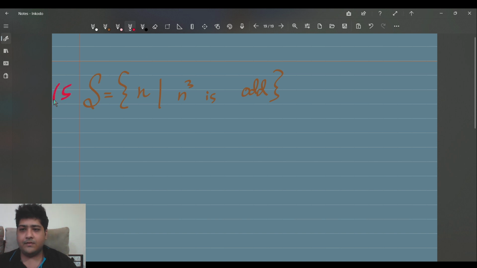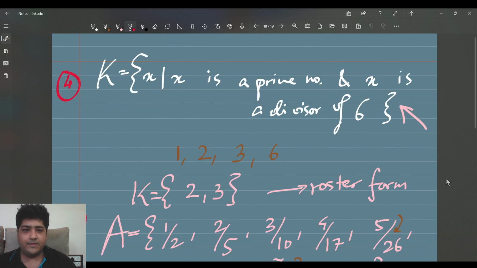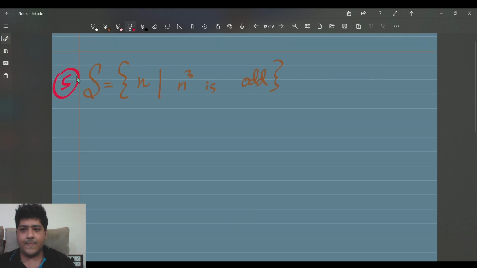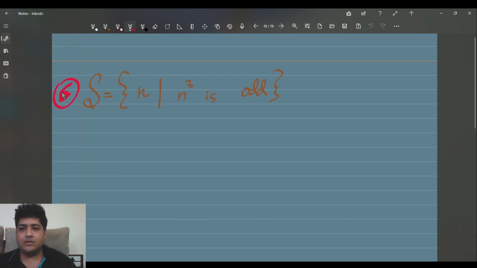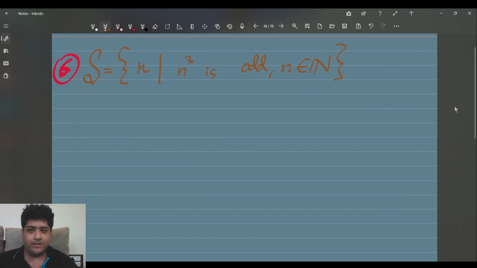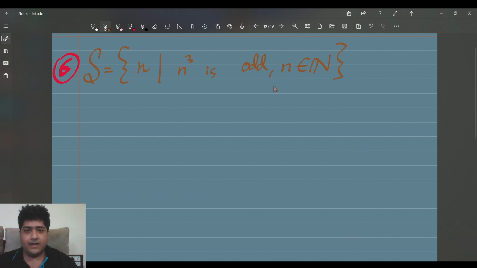I'll call it, what is it, the fifth? Is it the fifth example? No, this is the sixth one. So the set of all n's such that n cube is odd, and it is understood that n is a natural number. I'll write it down. It's always better to be specific. So n is a natural number and n cube is odd, and we'll collect all such n's.